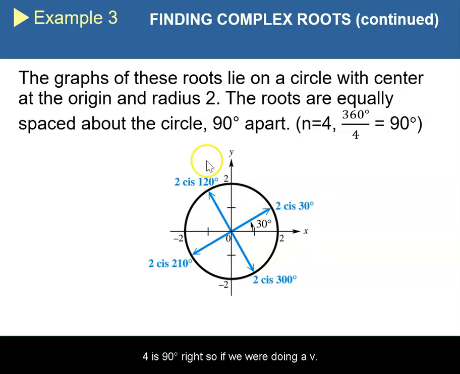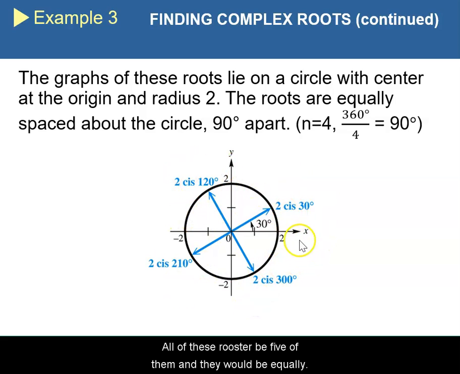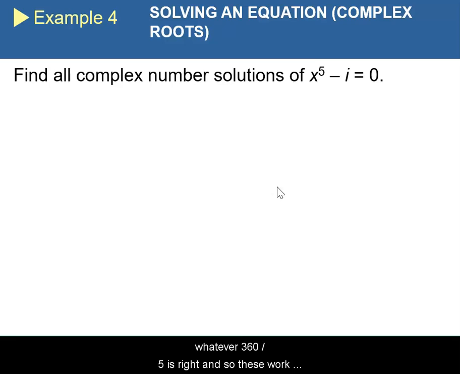If we were doing a 5th root, there would be 5 of them, and they would be equidistant around the circle. They would each be 360 divided by 5 apart. And that's the way that these work, right? So let's do another example.